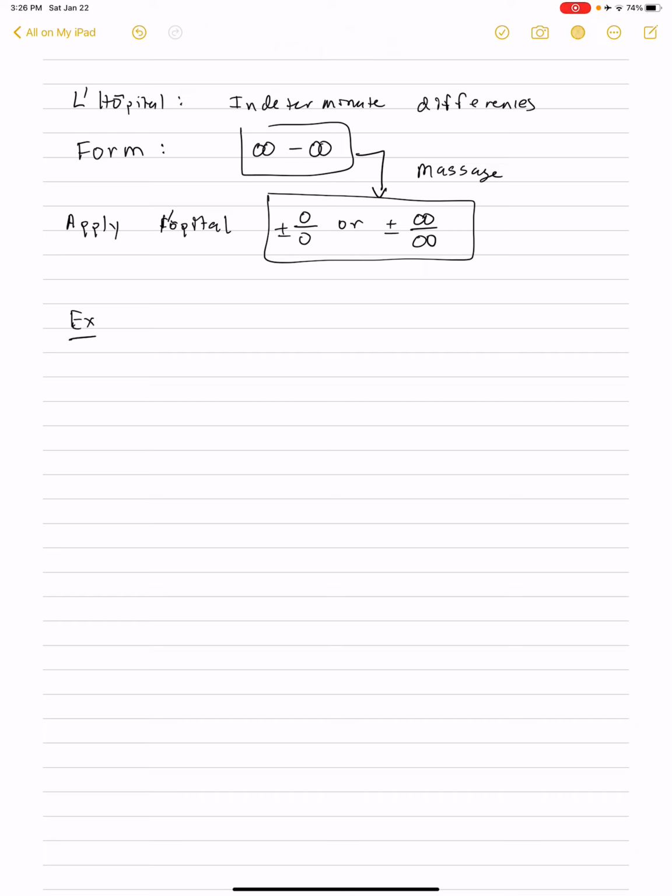Suppose I have this limit as x goes to pi over 2 from below of secant of x minus tangent of x. The first thing we do is we ask for the form, and that would be to take the limit of each individual one. Remember, secant is 1 over cosine, and cosine is not defined at pi over 2. In fact, cosine limits to 0. So this 1 over 0 is going to limit to infinity.